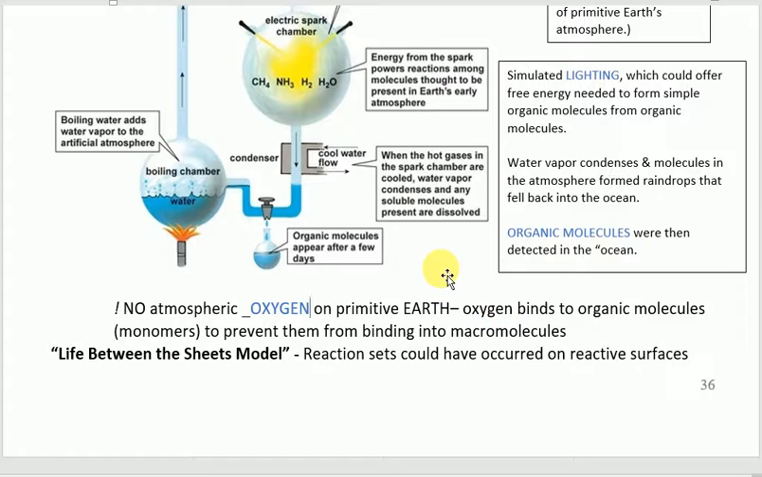So, the last thing that I want to talk about is the life between the sheets model. And this is something that if you're taking the AP exam, I would encourage you to look up. But basically, what it says is that reaction sets could have occurred on reactive surfaces. So they're basically hypothesizing that there could have been these sheets of mica, and it provided stable environments in order to create the organic molecules. So definitely take a look at that if you're going to take the AP exam, just so that you're familiar with it. You don't have to study it a lot, but that is all I've got.